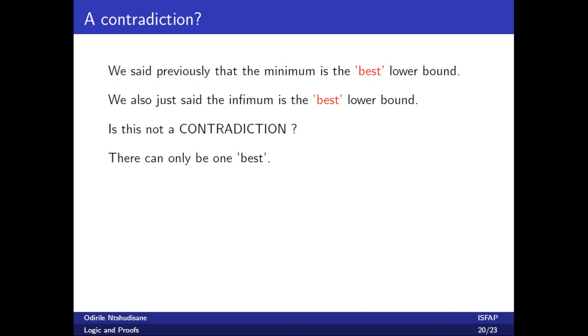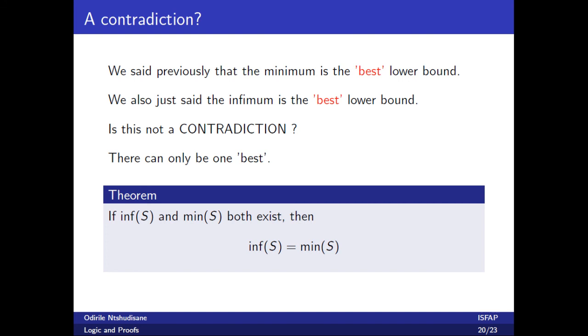No, we can't have two best lower bounds. We can't have the infimum being the best lower bound and the minimum being the best lower bound. There has to be one best. In fact, if both the minimum and the infimum exist, we find that the infimum is equal to the minimum. Thus, there is no contradiction in the existence of both the infimum and the minimum, or the idea of both the minimum and the infimum being the best of the lower bounds.